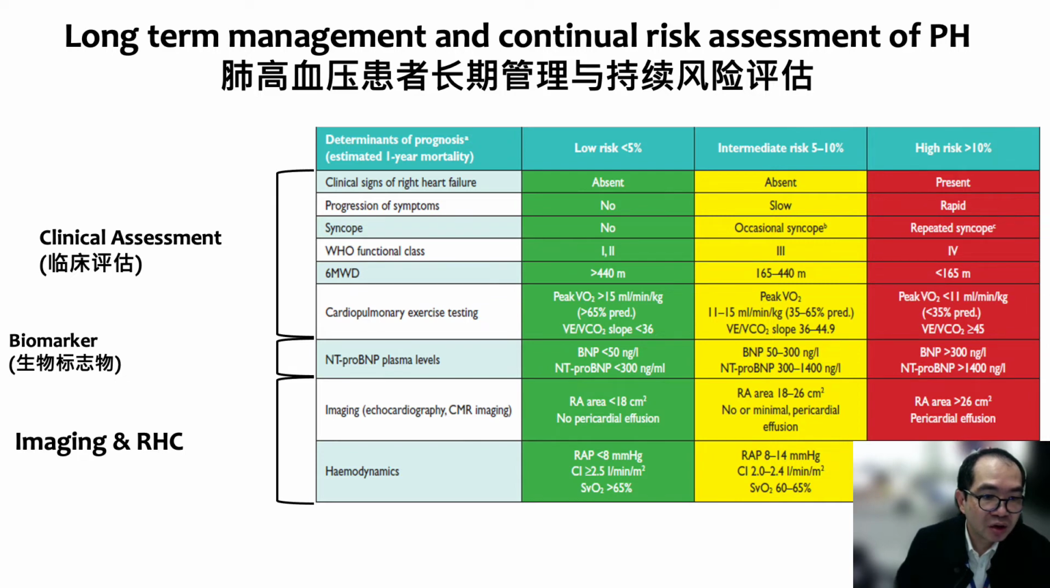This includes clinical parameters like clinical signs, symptoms, the functional class, 6-minute walking distance. We can have some biomarkers like NT-proBNP, and also imaging, for example echo, and also hemodynamic parameters. However, in Hong Kong and maybe in Macau as well, other than clinical assessment, biomarkers are not easy. NT-proBNP is not routinely available, and echocardiogram and right heart catheterization are not commonly performed in patients just for reassessment.